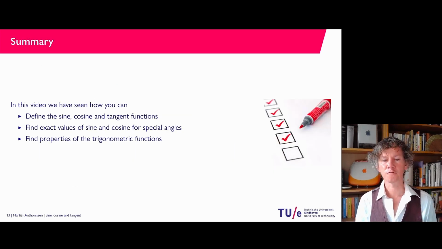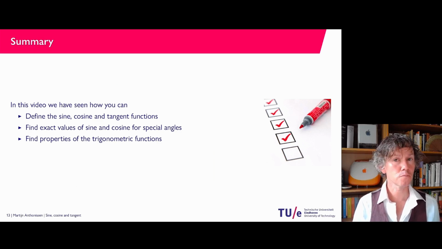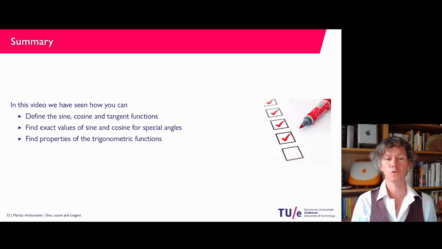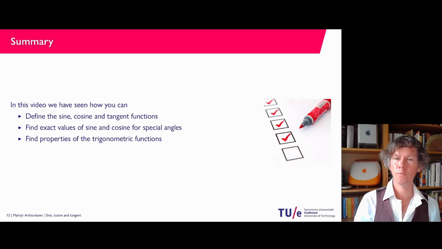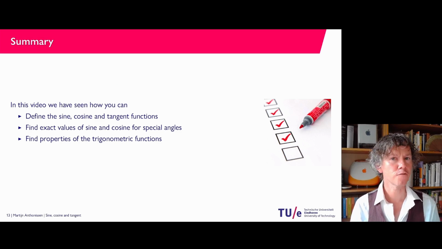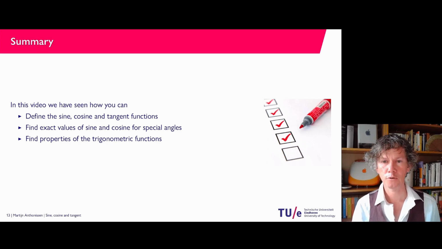So what have we seen in this video? We have seen how you can define sine, cosine, tangent. We have seen some exact values of sine and cosine, and hence also for the tangent, but I didn't show that, for some special angles. And then we have shown some of the properties, and many of them follow from simply looking at the definition as a point on the circle with radius 1. So remember that and make a little picture if you're not sure about how to work with these.